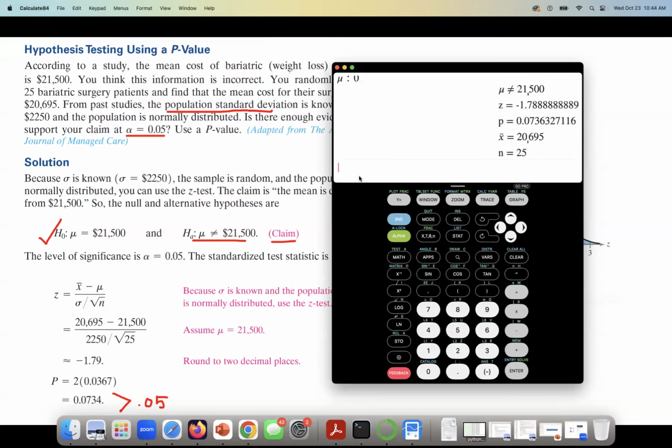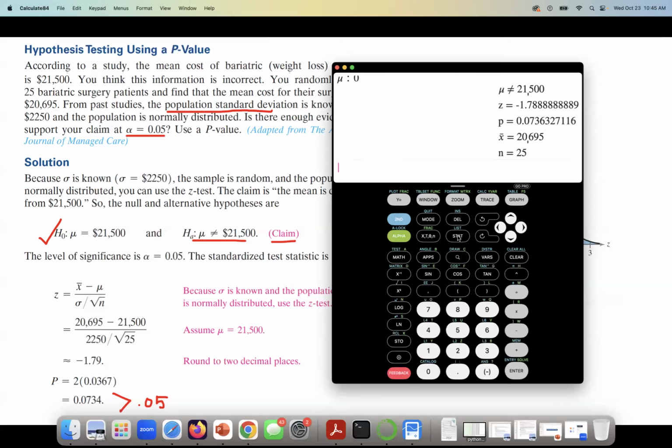When you go to calculate, this is what we see. Z, or the standardized test statistic, is -1.79. The p-value is 0.0734, which is very close to 0.0736. So these numbers are very close. We're basically caring about the 7%. And since it's just 7%, it's more than 5%. So we support the null hypothesis.